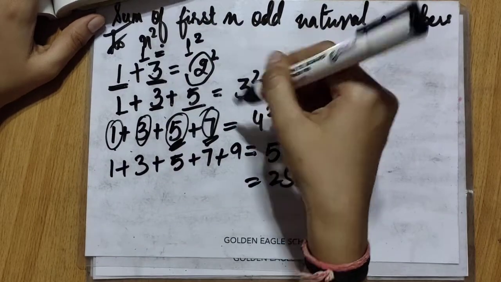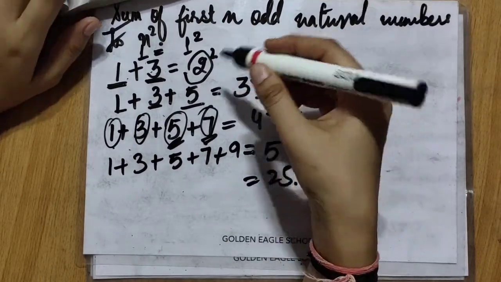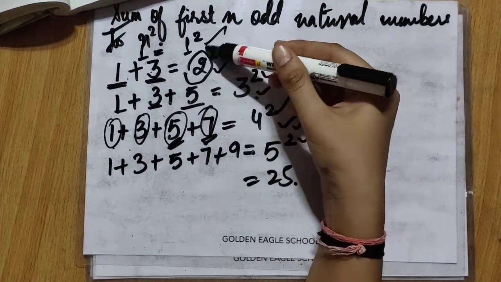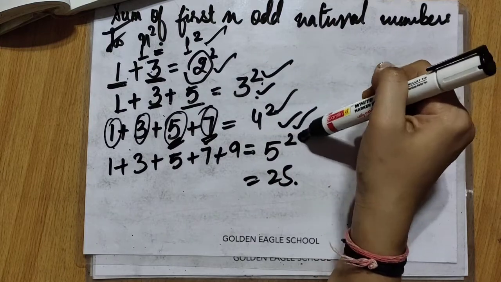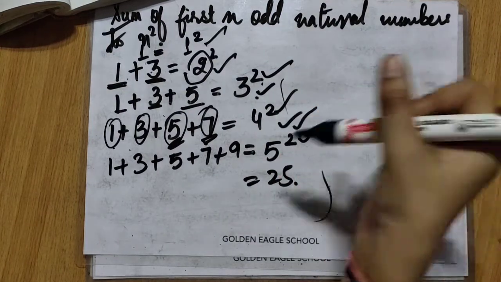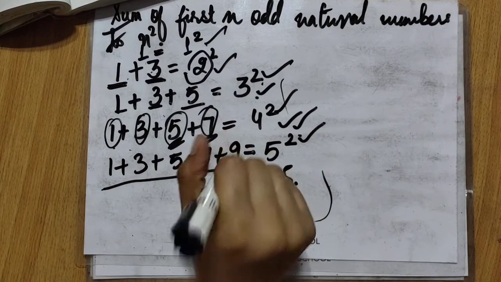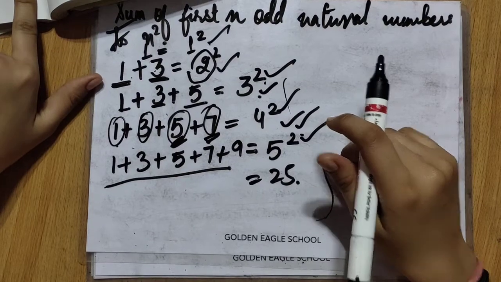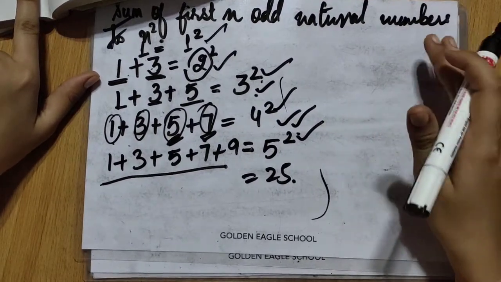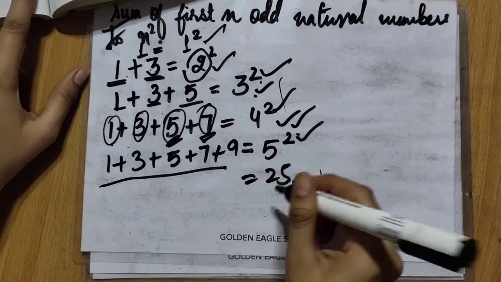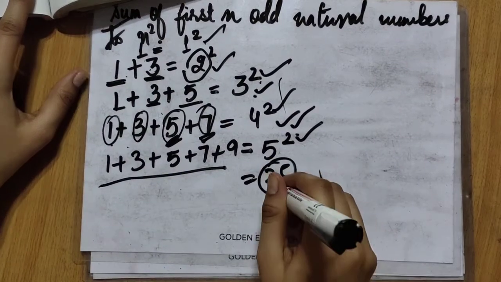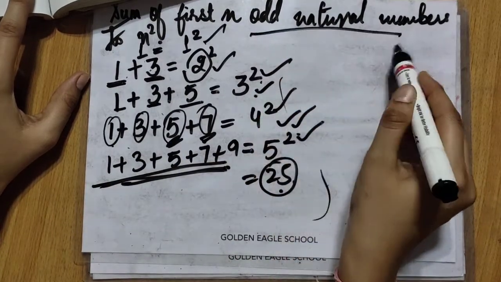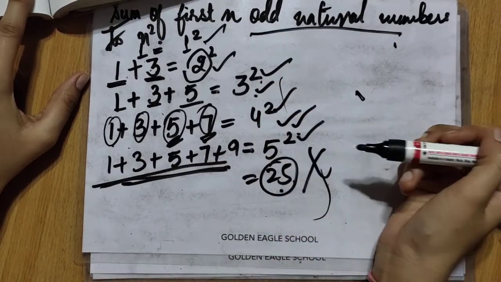So these will be successive numbers starting from 1: 1 square, 2 square, 3 square, 4 square, 5 square, and similarly it will go on. Both will increase simultaneously. If a natural number cannot be expressed as a sum of successive odd natural numbers, then it is not a perfect square number.